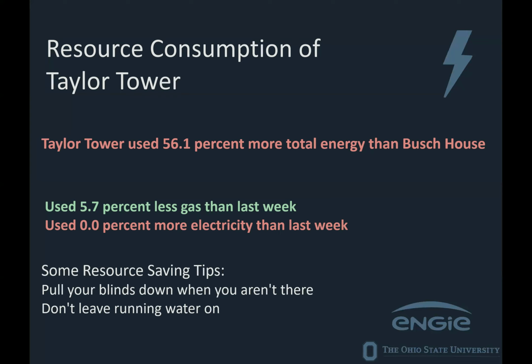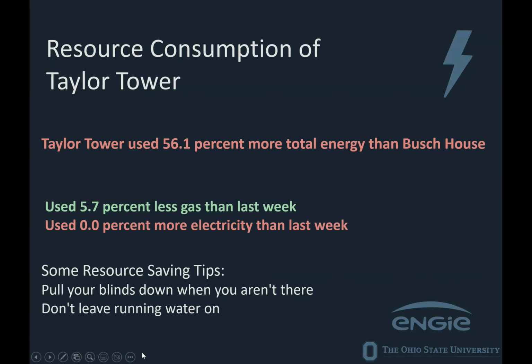And when we do a dorm, we like to include the first thing to be our challenge, like Taylor Tower uses 56.1% more total energy than Bush House. And this is so that we can use that competitiveness between students to be channeled more into an energy conscious way of trying to not use as much energy. And at the end, we also included some randomly generated tips from our code.